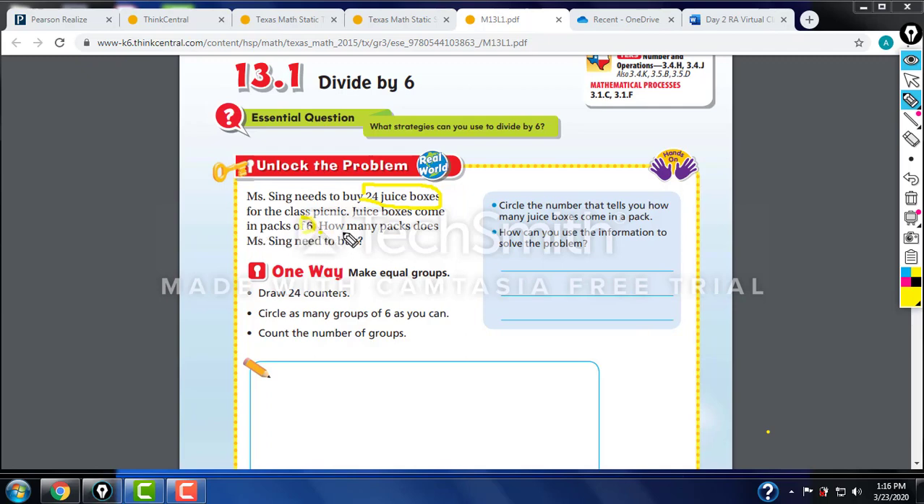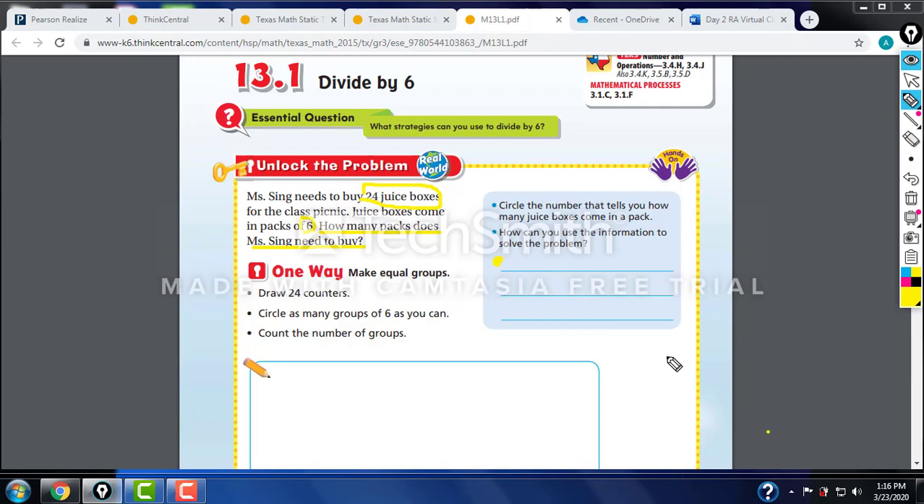And we underline what we need to answer. How many packs does Mrs. Singh need to buy? So here we did circle the number that tells you how many juice boxes in a pack. And how can you use the information to solve the problem? So write a quick statement right now, pause the video, and write your statement. Okay, you should have come back and written the statement of using maybe division, and maybe have a division problem here.